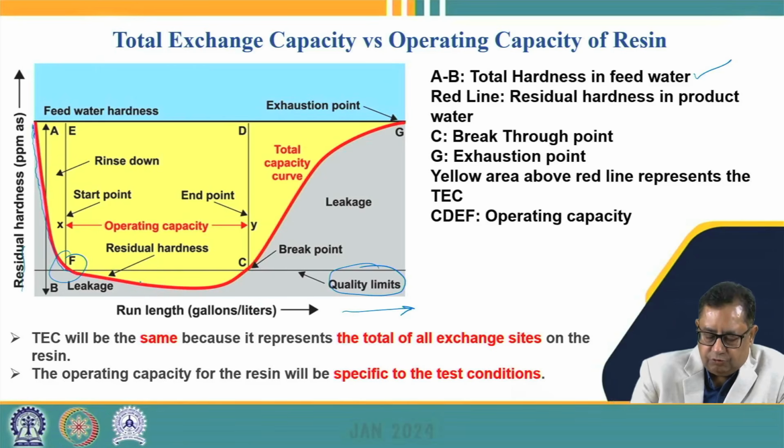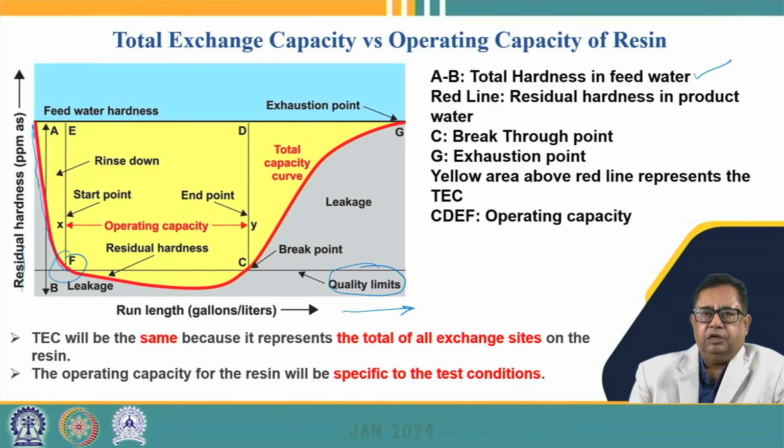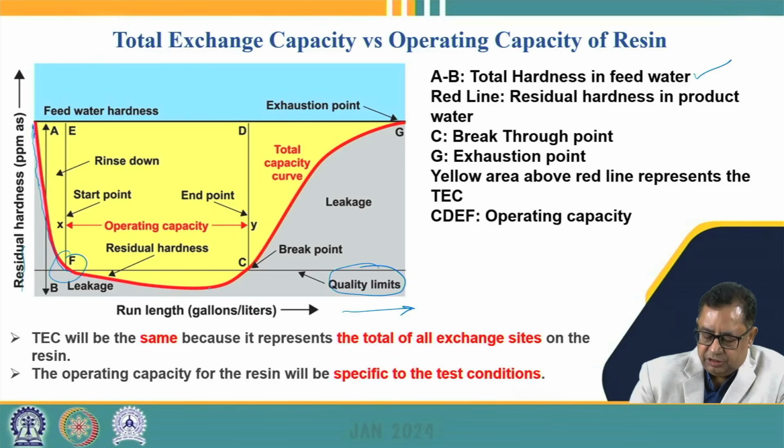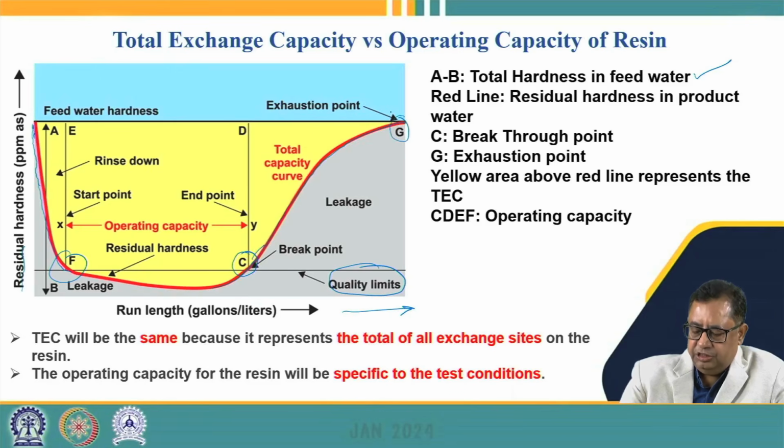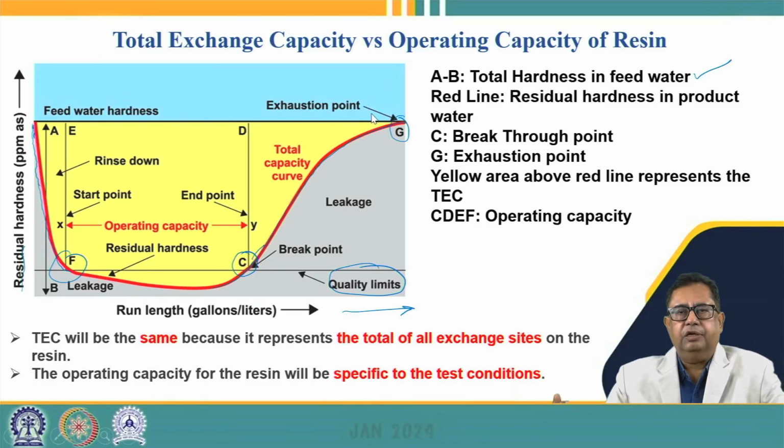So it may go down further because the sites are present there and they are exchanging cations of interest continuously. Then slowly the sites get exhausted, they start getting saturated, and the concentration in the effluent starts increasing, and you can see here that at point C it crosses our quality limits, right? So if we continue our operation, we will see that the concentration of the cations of interest will continuously rise, and they will reach a point G where the concentration is the same as the feed concentration.